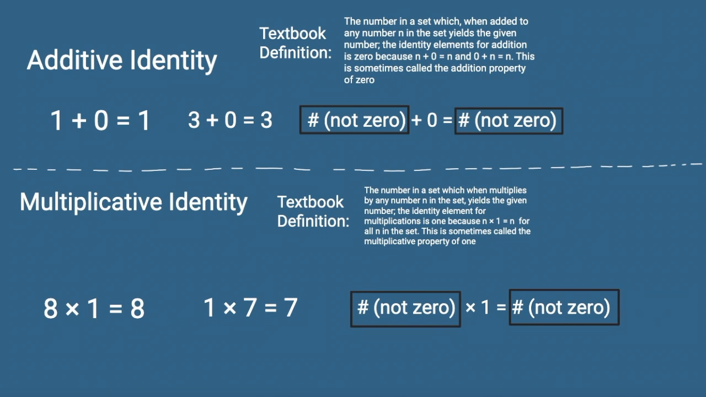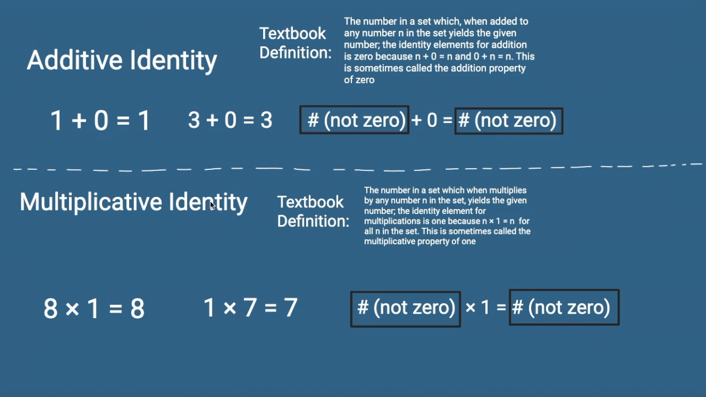Now for the additive identity. This is going to be the most basic thing you've ever seen, and the textbook definition is going to be a little bit overly complicated. So basically, 1 plus 0 is 1, because 0 plus anything is going to be that same number. That's the additive identity. So a number that's not 0, plus 0, is the number that's not 0. For another example, 3 plus 0 is 3. If you add a number with 0, it's going to stay that same number.